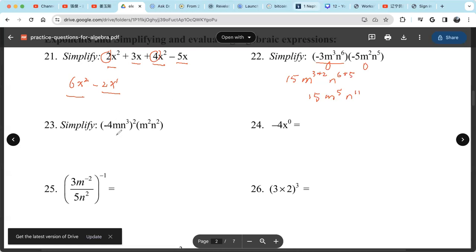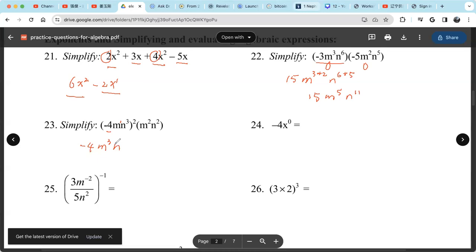Okay, let's see 23. 23 is similar, right? For the number, we only have negative 4. So we just keep negative 4. Because this one has no number, by default that's just 1, right? 1 times negative 4, that's negative 4. Then for base m, this m has exponent of 1 by default. So 1 plus 2, that's 3. And for n, we have n.